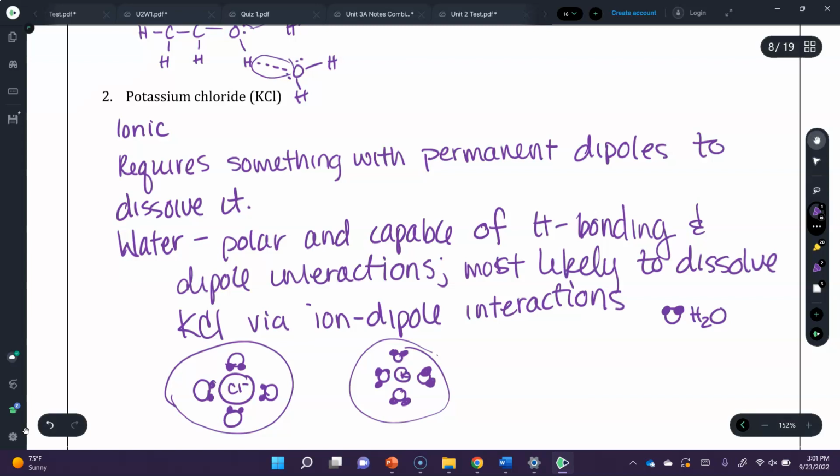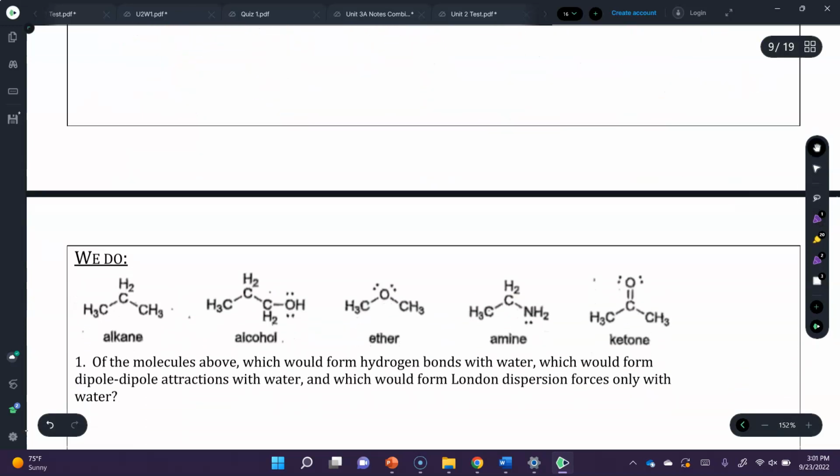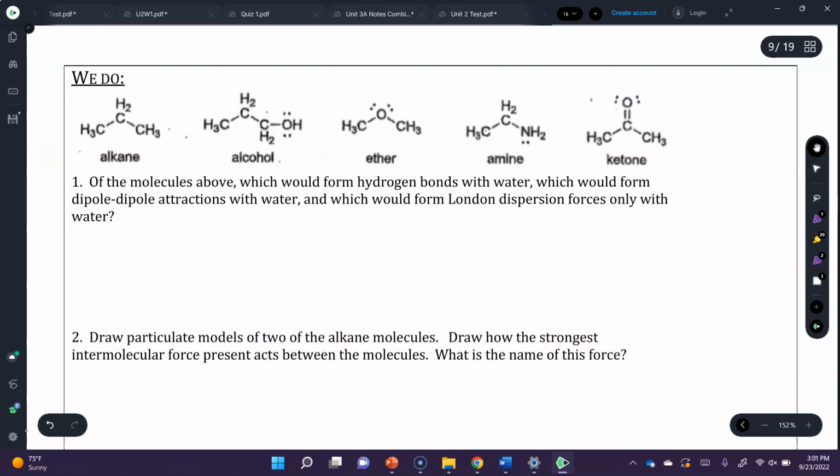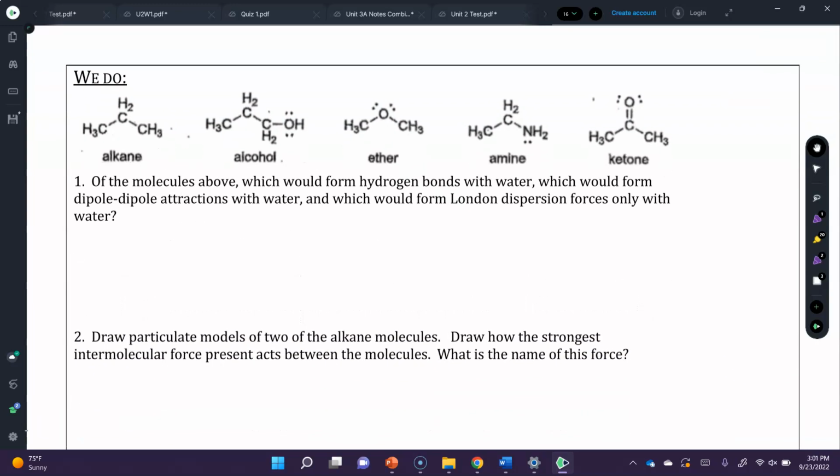Okay, now let's look at the we-dos. So here we go. Of the molecules above, which would form hydrogen bonds with water, which would form dipole attractions with water, and which would form London dispersion forces only with water? Okay, pause the video and attempt this yourself first, please.